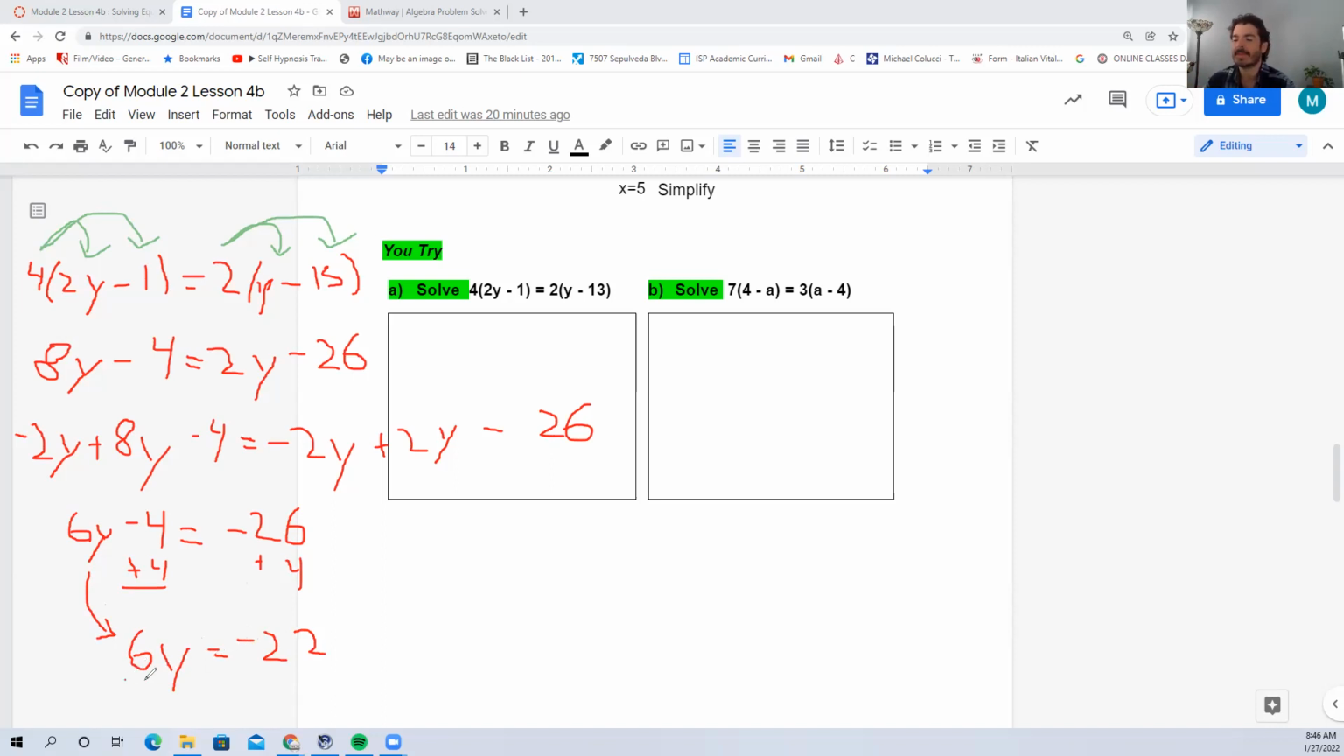That's 26. And now I'm going to divide by 6. That's the same as multiplying by the reciprocal, 1/6. And I'm left with y is equal to negative 22 over 6. I can simplify that into negative 11 over 3.